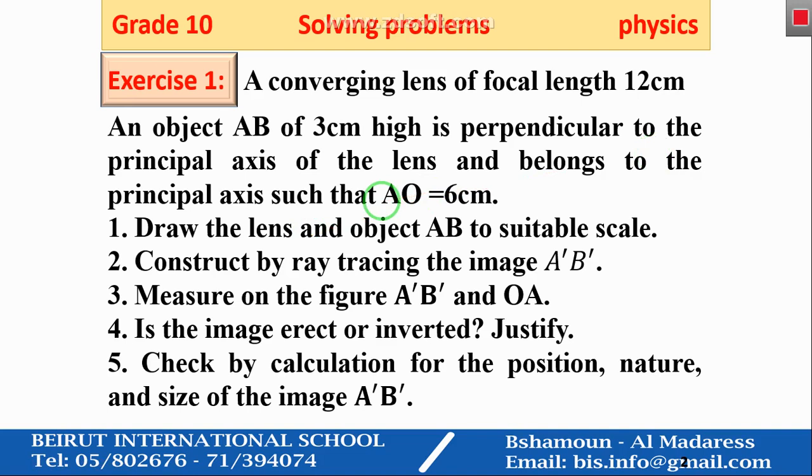In this exercise, the first part is asking to draw the lens and the object AB to a suitable scale which we choose, to construct the ray tracing the image A'B', to measure A'B' and OA' graphically. Is the image erect or inverted? Check by calculation the position, nature, and the size of A'B'.